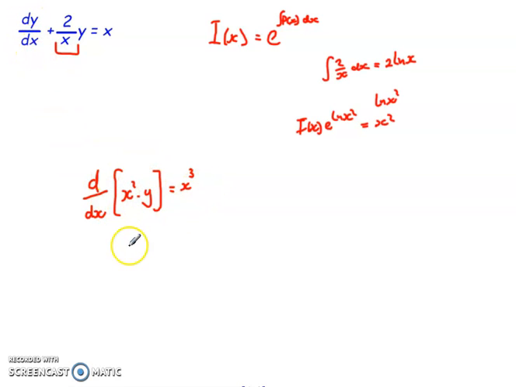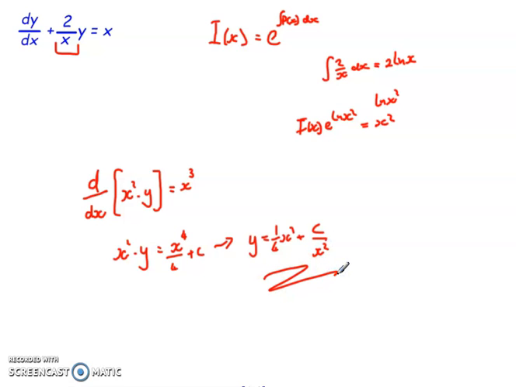Now I integrate both sides with respect to x, and what I'll get is x squared times y is equal to the integral of x cubed, which is then giving me x to the power of 4 over 4 plus c, my constant of integration. What we can then do is stick the x squared across, and what I'll end up with is that y equals 1/4 x squared plus c over x squared. And that there is my solution to this one.